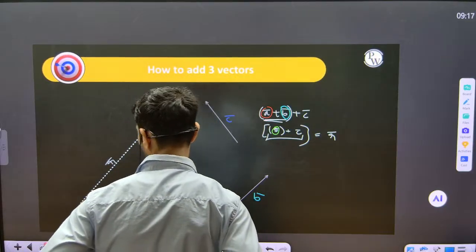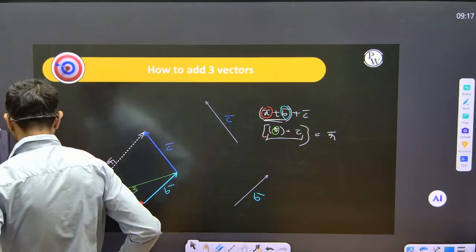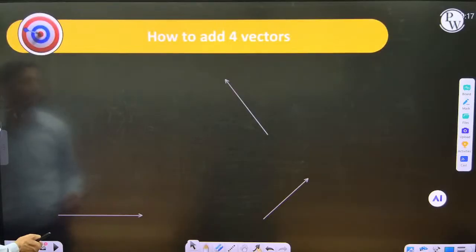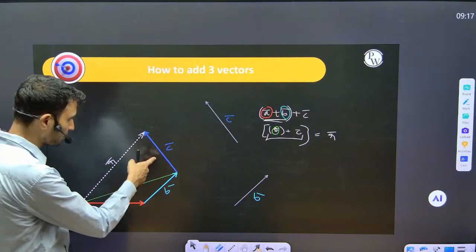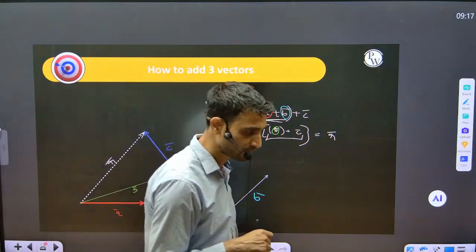Eliciting it's a construction line. Yes. Okay. So now let's go ahead and check this out. How to add four vectors? Same way, guys, how we added three vectors. One, two, three. Same way we have to add four vectors also.